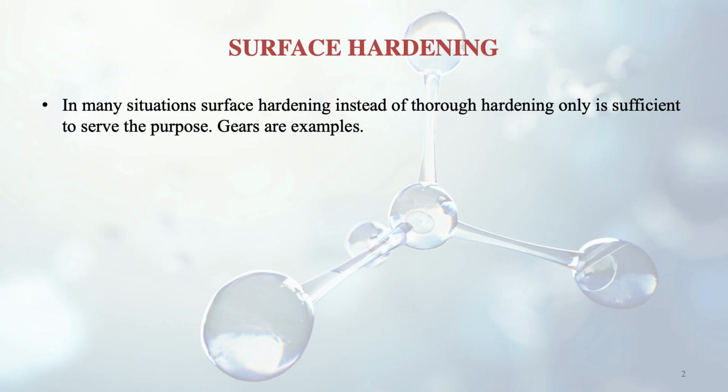So in this session I will be discussing with you different things. First of all is surface hardening. We start with surface hardening, why it is needed and how it is done. There are situations in which, instead of thorough hardening, we only need to harden the outer surface, and the inner can be a little softer. Examples of this case are gears. So this process is very much needed. That's why we are studying this.